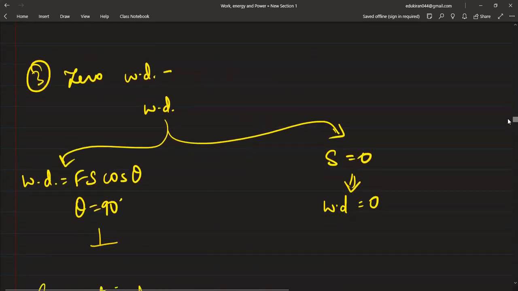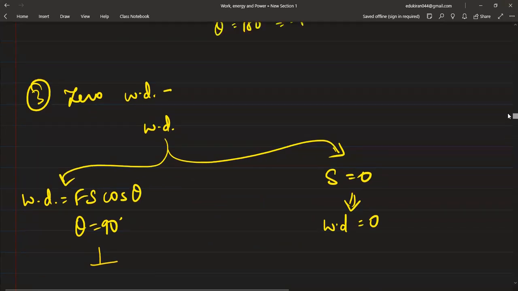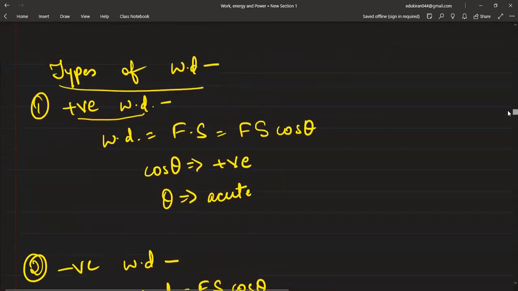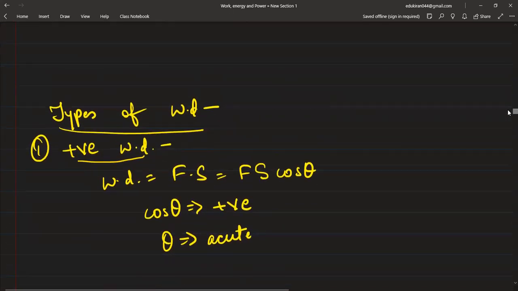Then we have zero work done, where two things can happen. One is that you get the angle as 90 degrees, so you're getting the work done as 0 because cos 90 is 0. Or the next possibility is that either force or displacement, any of these is 0. So if it is 0, work done will be 0 because the quantity will be multiplied by a 0 quantity. Okay, write down the types of work done, then we'll discuss the conservative and non-conservative forces.